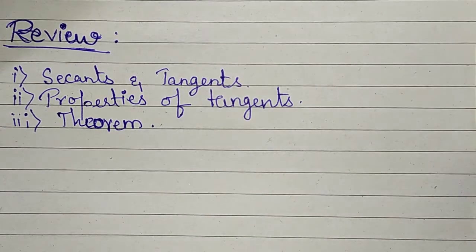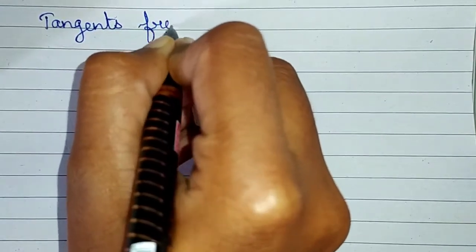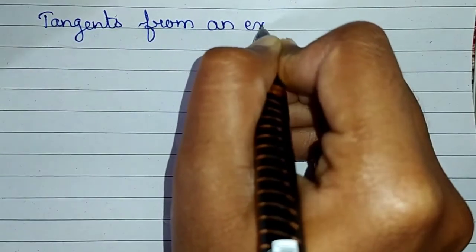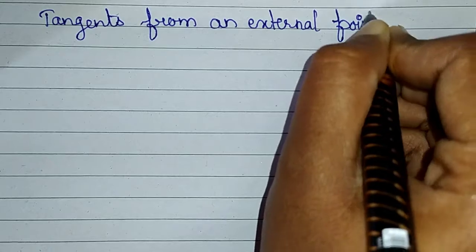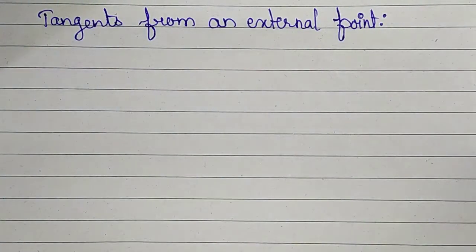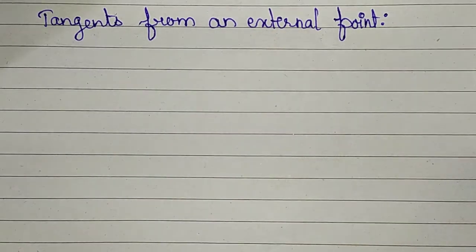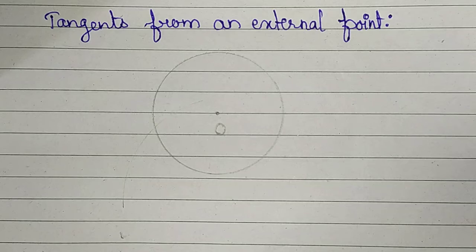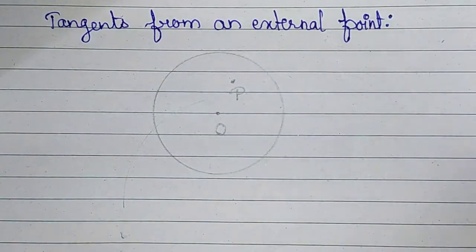So in today's class, we'll be learning about tangents from an external point. Tangents from an external point to the circle. So here, suppose we have a circle with center O, and P is any point on the interior part of the circle. So this is P. This is some point on the interior of the circle.